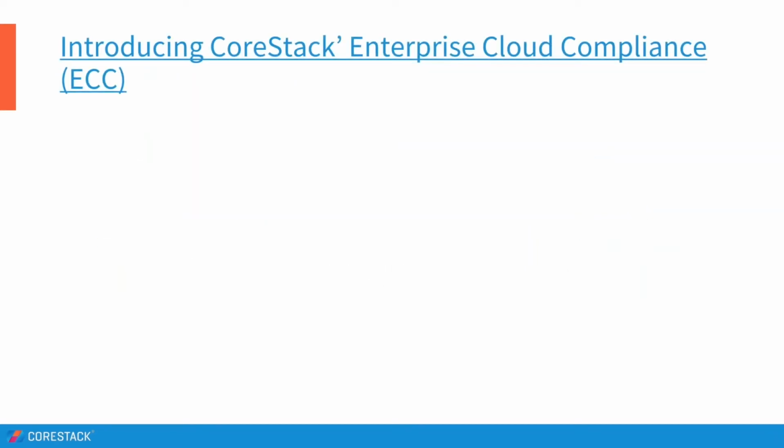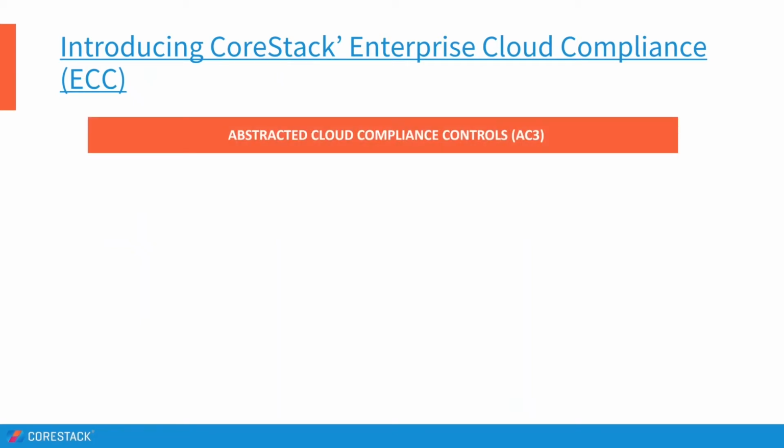CoreStack has a product called Enterprise Cloud Compliance. It is set with a unique framework that we have created called AC3, which is Abstracted Cloud Compliance Controls. And currently, we are multi-cloud, so we support AWS, Azure, and Google. And I'll dive a little bit deeper into what it means.